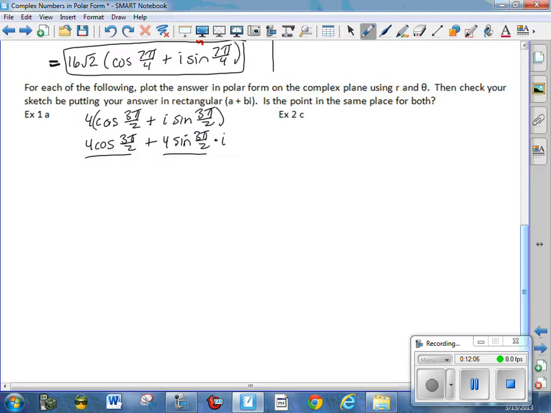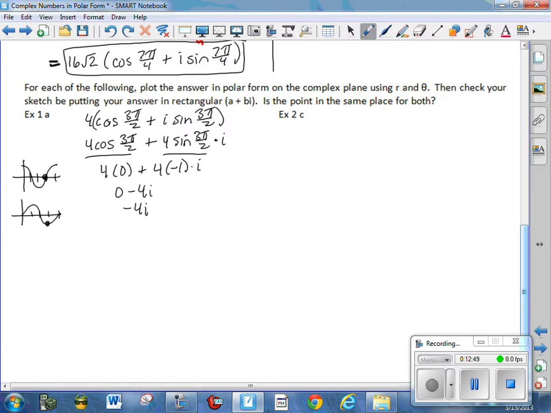3 pi over 2 is a special angle. So if I recall that my little cosine graph looks like this, and my little sine graph looks like this, and figure out where's 3 pi over 2. Remember, if we divide this into fourths, we go all the way from 0 to 2 pi. So where's cosine of 3 pi over 2? Right here. So it's 0. Sine of 3 pi over 2 is down here at negative 1. So this could be replaced as 4 times 0 plus 4 times negative 1 times i. So in a plus bi form, it's just 0 minus 4i, or negative 4i.